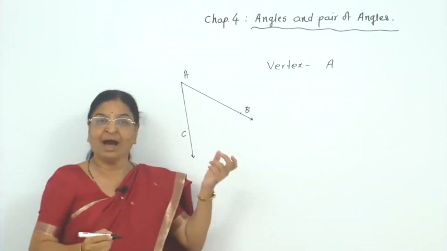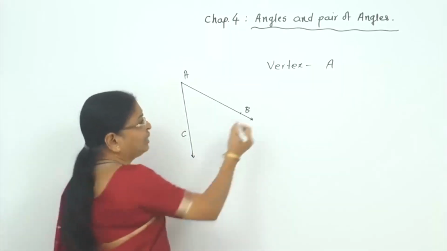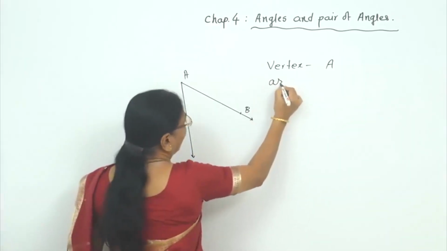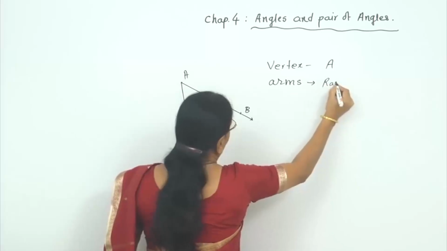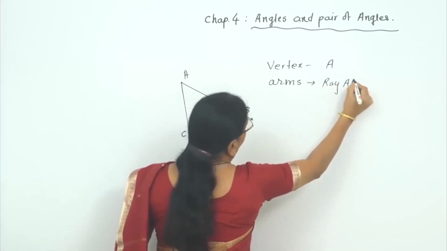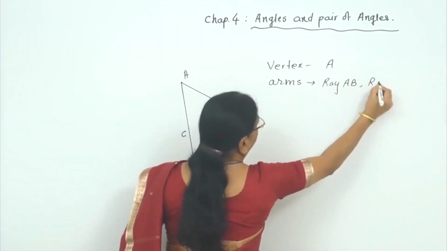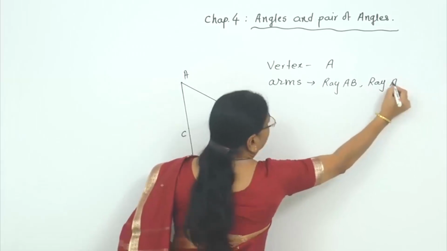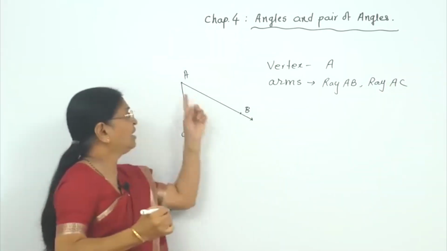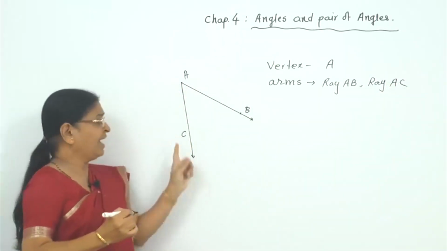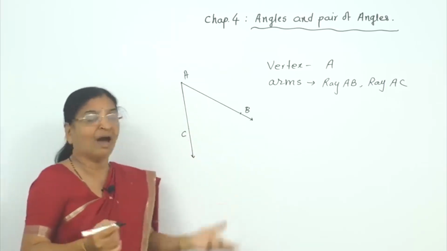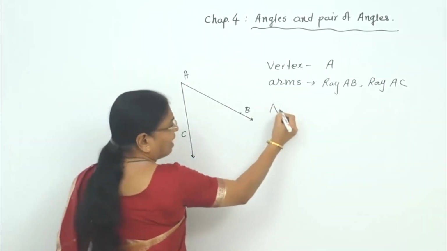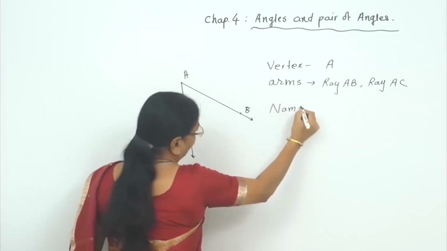Then which are the arms of this angle? The 2 rays are the arms. Say, shall I write like this? Ray AB and ray AC. Because with this ray AB and AC, the angle is formed. But now, how will I name it, or how will I call this angle?